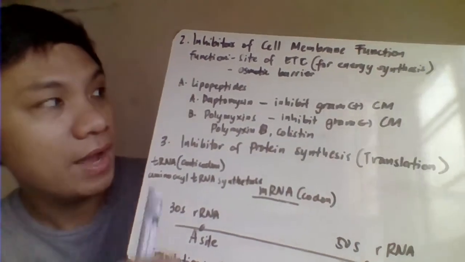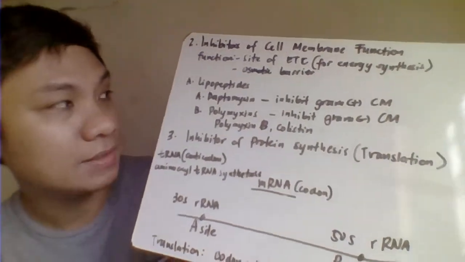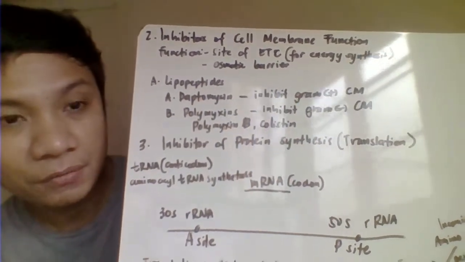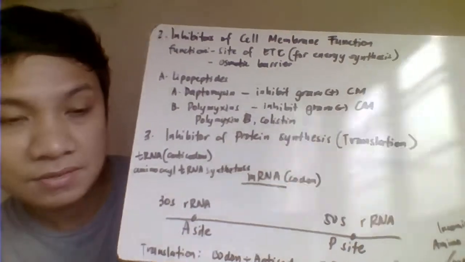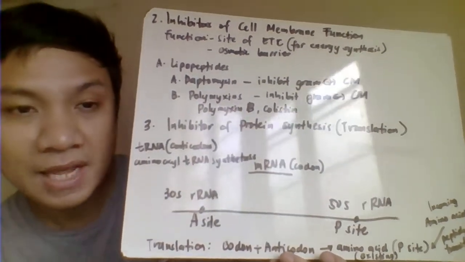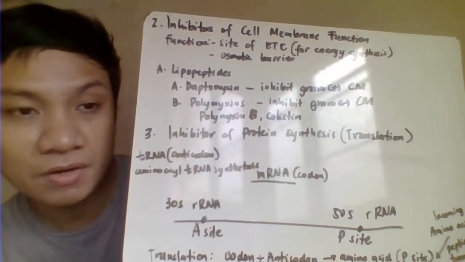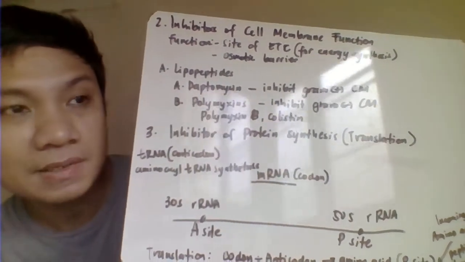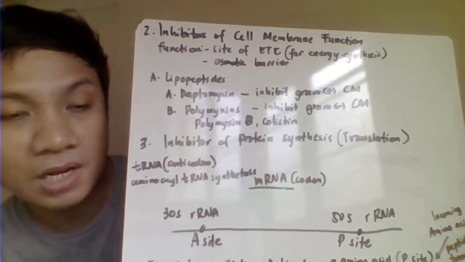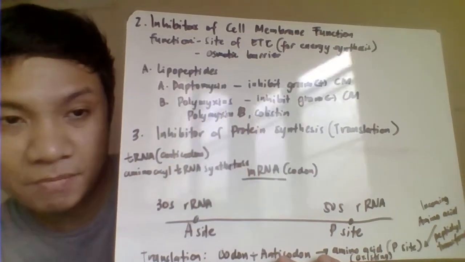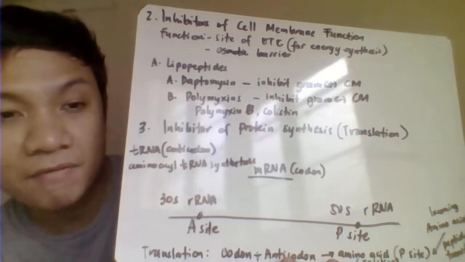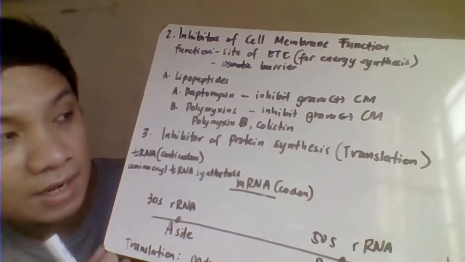So the first one, we have your lipopeptides. So this includes your daptomycin. So daptomycin specifically tries to inhibit the cell membrane function of your gram-positive na bacteria. Then we have also your polymyxins. So we have polymyxin B and colistin. So this is a type of lipopeptide that tries to inhibit the cell function of your gram-negative na bacteria.